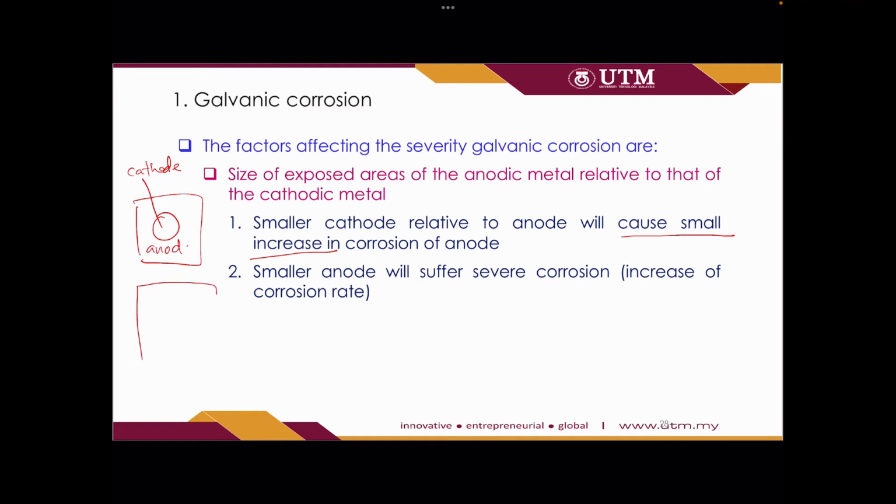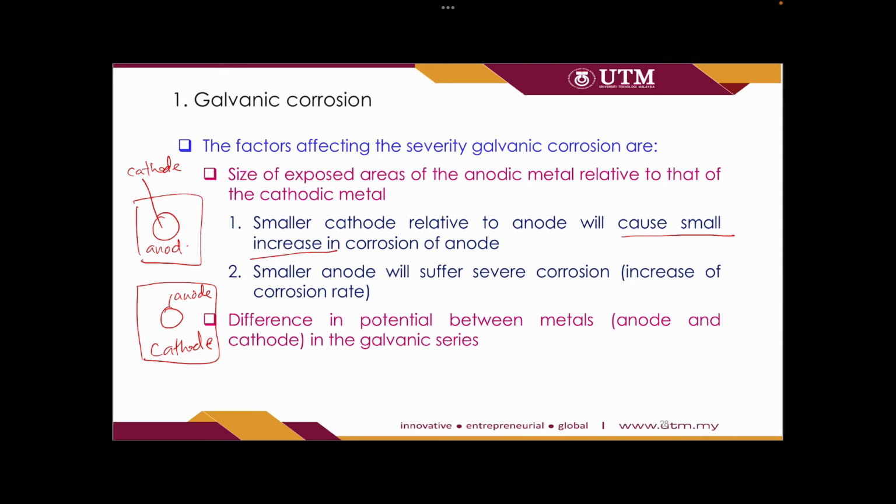So a smaller anode will suffer severe corrosion. If you have a large plate, and this is your anode, so the anode is smaller compared to the cathode, this is a very bad situation because it will increase the corrosion rate. Number one is the size. Number two is the difference in potential between the metals, anode and cathode, in the galvanic series. The metals for anode and cathode must have a close difference in the galvanic series.